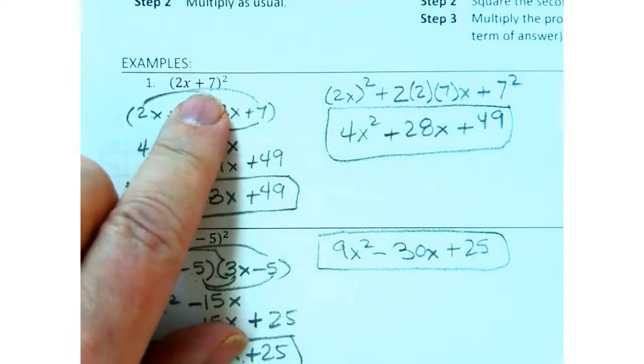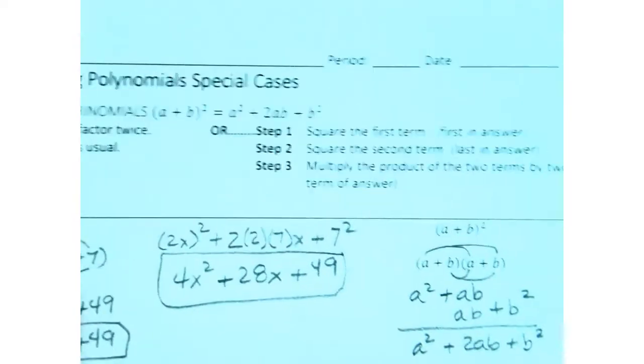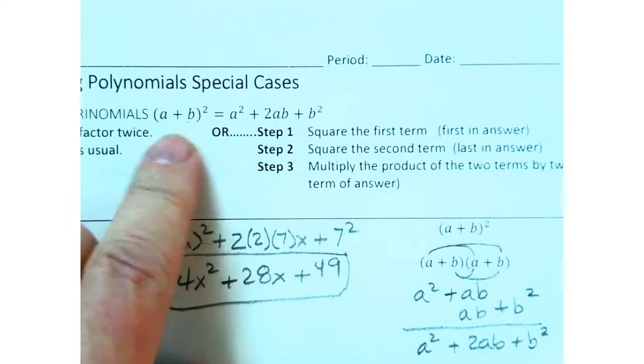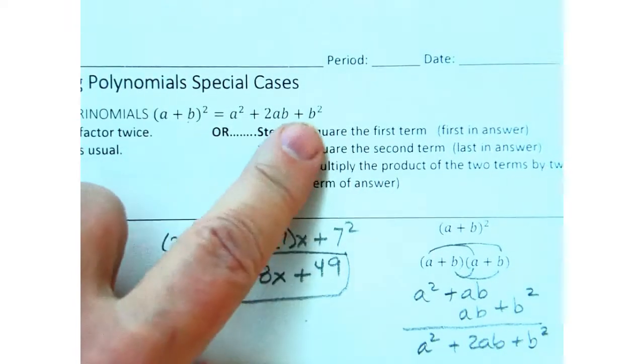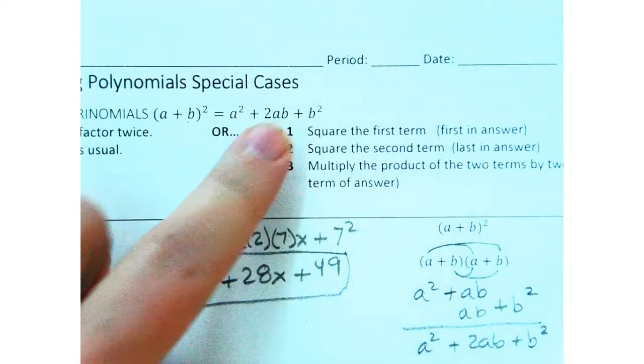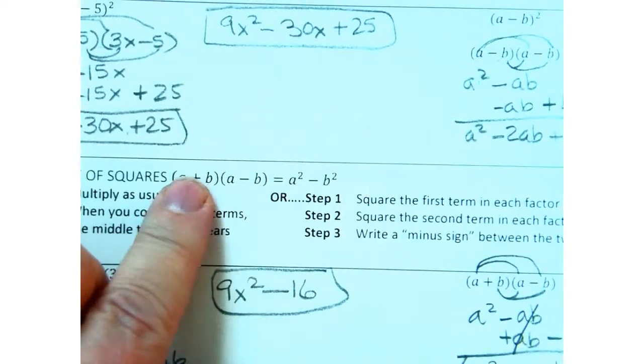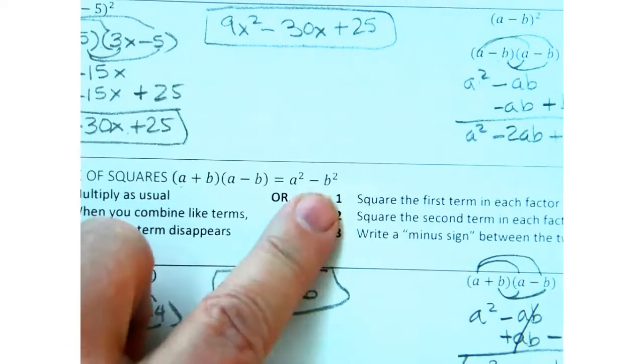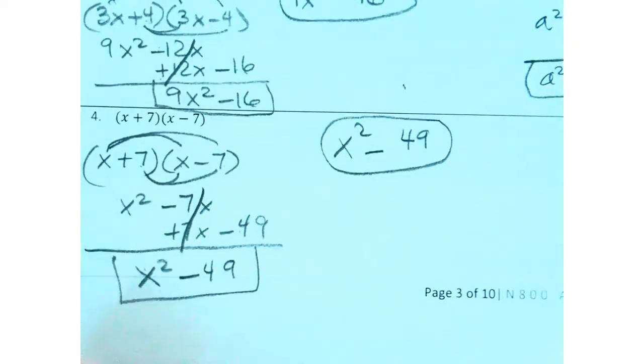In summary, there are two special cases. In the first case, a perfect square trinomial, square the first term, square the last term, and for the middle term, double the product of the two terms. In the second case, difference of squares, square the first term, square the second term, and put a minus sign between the two terms. Please feel free to use these notes as you complete your homework.